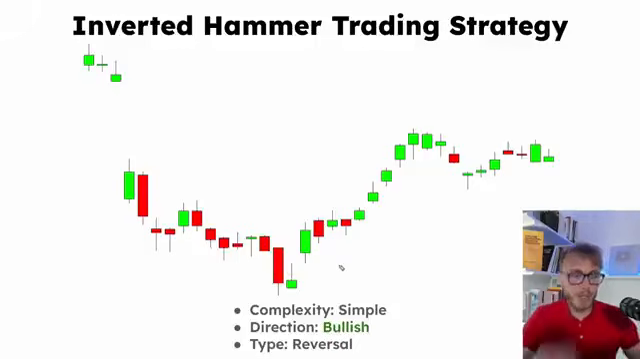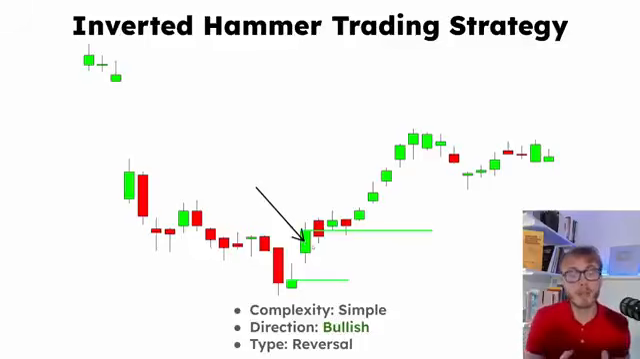But how do we actually trade this pattern? Well, in this case, we have two different ways to enter. The first potential entry point is to enter here at the candle close of the inverted hammer. But as we talked about, a second way to enter is to wait for a confirmation candle. In this case, this next green candle here is a confirmation candle. It confirms the pattern because it pushes in a bullish direction. And that is exactly what this pattern indicates.